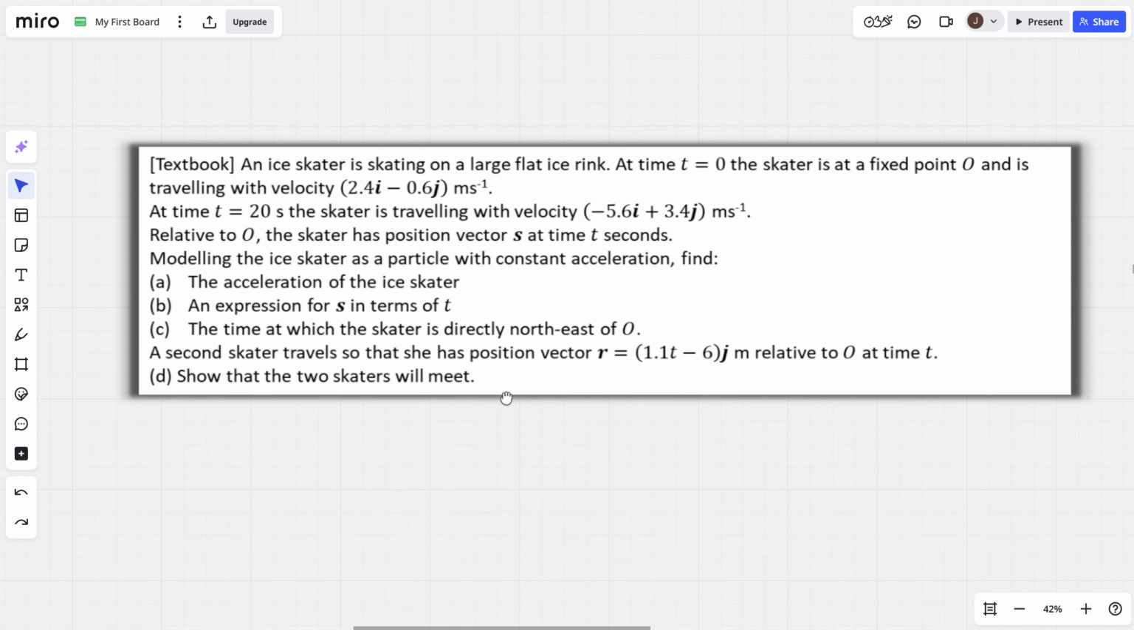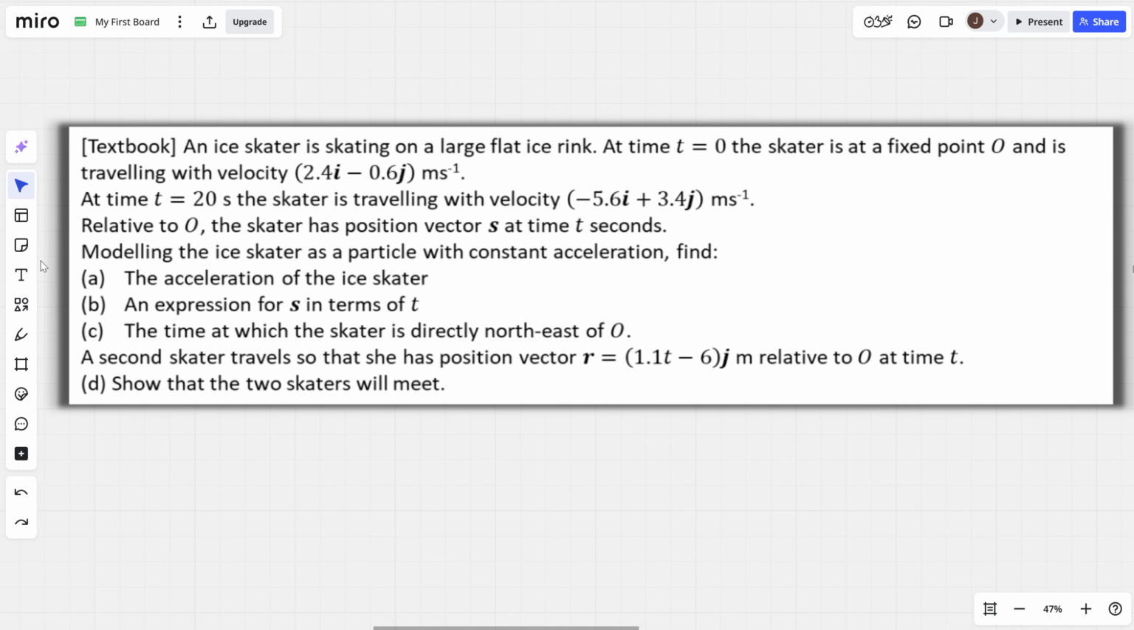Okay, so we've got some other questions about motion with vectors here, and we're going to go through them together. So an ice skater is skating on a large flat ice rink at time t equals 0. They're at point O, so they start off at the origin, if you like, and they have a velocity. At 20 seconds, they're traveling with this velocity.